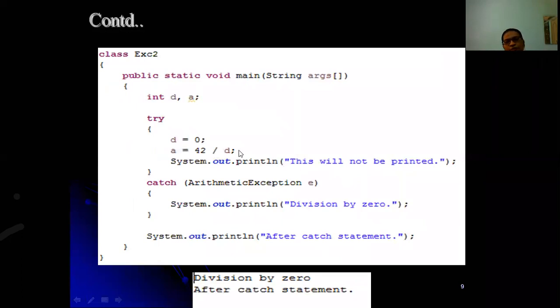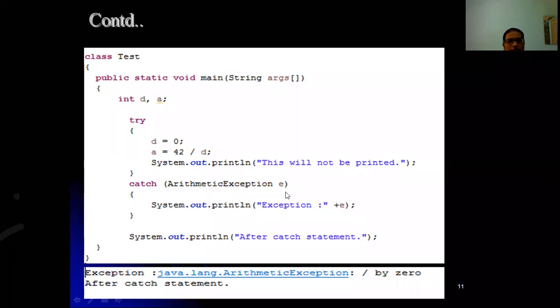So 42 divided by 0, the d value is 0. So we have kept division by 0. This is our statement, I mean, a user-defined statement. Our user-defined string we have passed to the println statement. But here what we are doing? Here, I told you in the beginning, exception e. So via this object, we are just printing the system generated exception.